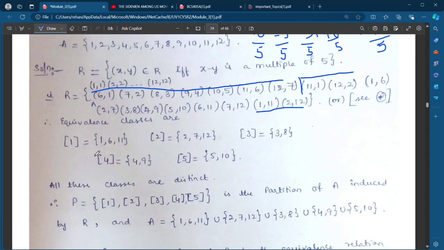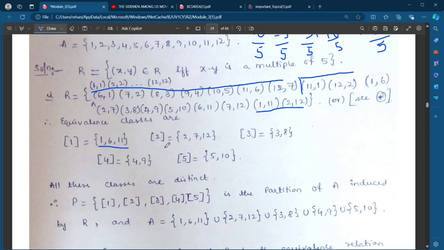Equivalence classes: the class of 1 is 1, 6, 11. I think these are the equivalence classes. It simply means that wherever 1 is the image, what is the pre-image? Here I have 1, here I have 6, and before that 11. That's it, no other place do I have 1. So that's why I'm writing 1, 6, 11 here.